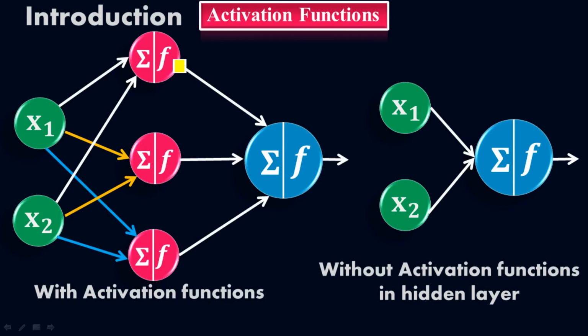Now, if I skip the activation functions in the hidden layer, I don't need this hidden layer. It will be transformed into a simple linear model. It is without the activation functions in the hidden layer. So we don't need the hidden layer here. If we skip the activation function, it will be a simple linear model.